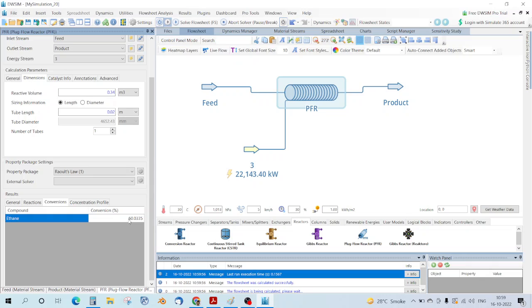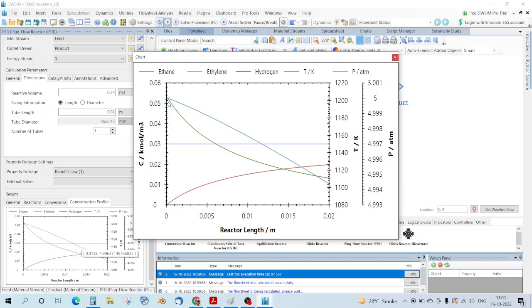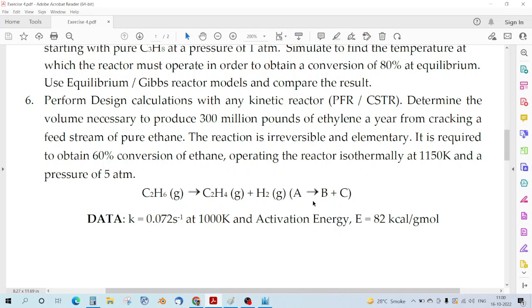You can see this particular conversion percent. You can also save this image or show it in another window. This is how the profile would be, and we can see the ethane is decreasing, ethylene is increasing, and nitrogen is going somewhere, I don't know. Anyways, the important thing over here is that this is how we get the reactor volume. So I think it's clear.